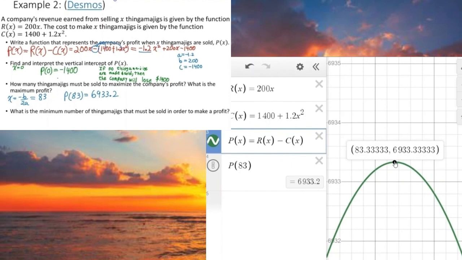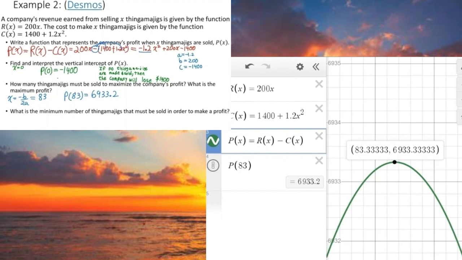Now, because of the rounding, our answers won't be exactly that. Instead, we rounded the x to being 83, and it caused our profit to equal $6,933.20, which is still close to the $6,933.33 we see here in the vertex. Only a 13-cent difference, but this difference is due to us rounding to the nearest integer.